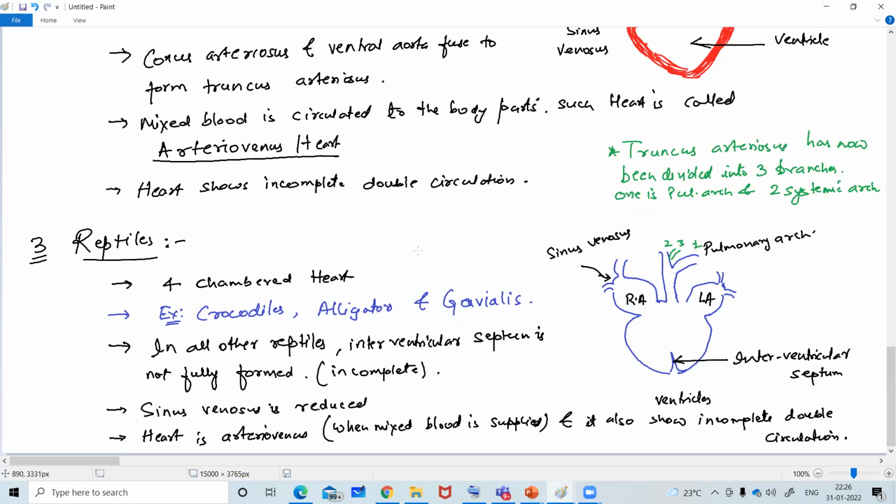Fine. Any questions so far till the reptile? No, sir. It's quite simple, right? Now the complicated structure will come tomorrow.